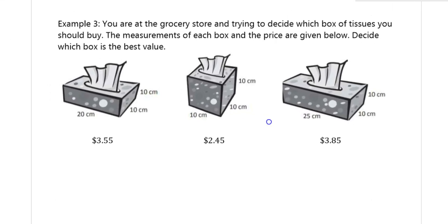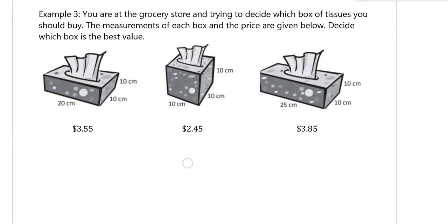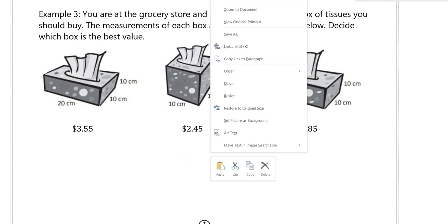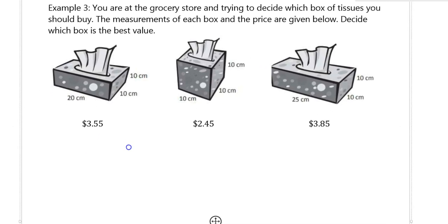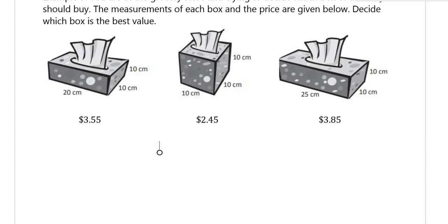Okay, you are at the grocery store. You try to decide which box of tissues you should buy. The measurements of each box and the price are given below. Decide which box is the best value. So I'm going to start with finding my volume of each of them. How much am I going to get in each of these boxes?